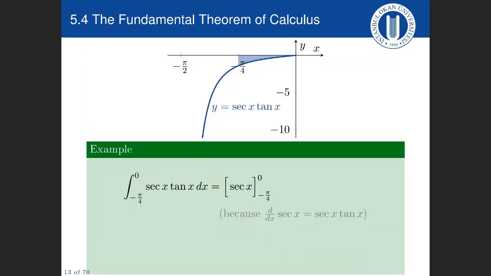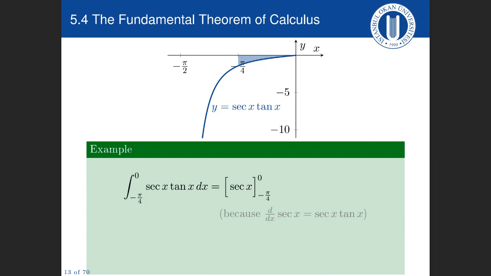Another example. The integral from minus pi over 4 to 0, sec x tan x dx. And that's going to be this area up here. And because we're underneath the x-axis, we're expecting the answer to be a negative number.